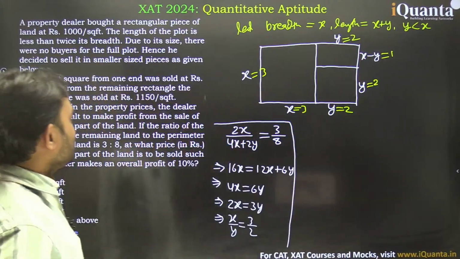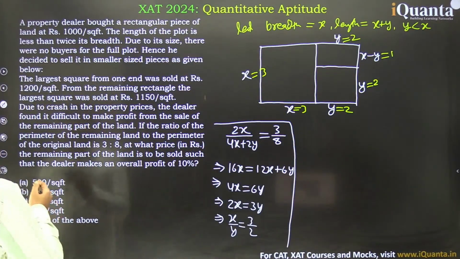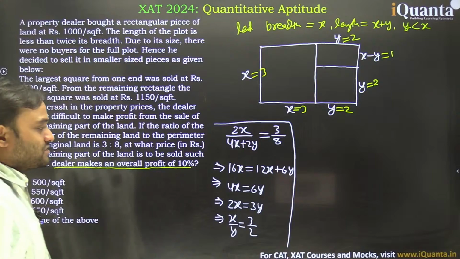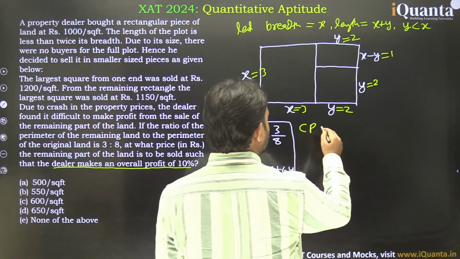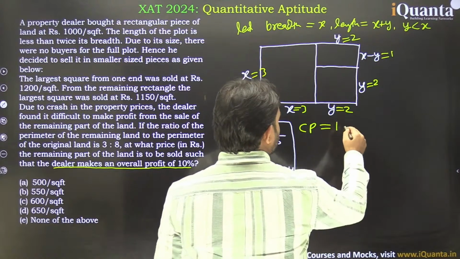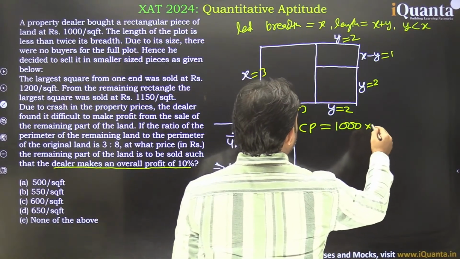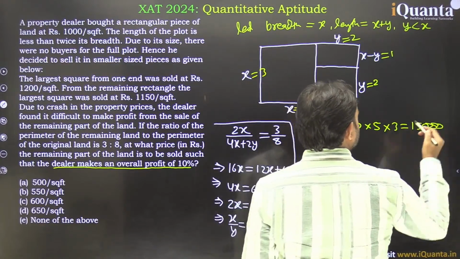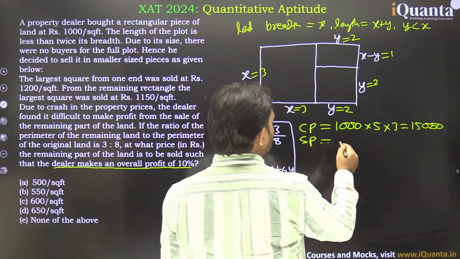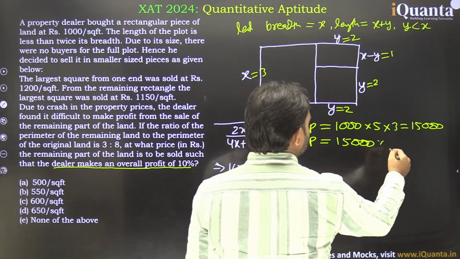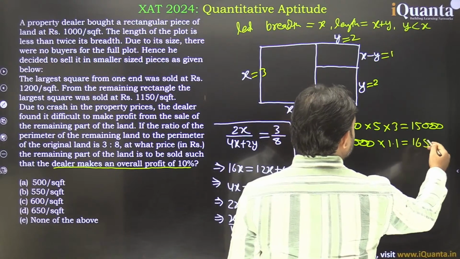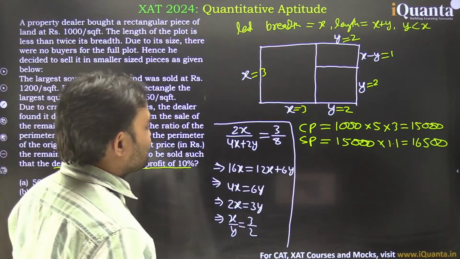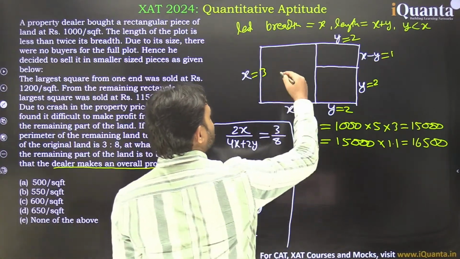Okay. Now it says, at what price should the remaining part of the land be sold such that the dealer makes an overall profit of 10%. What will be his cost price? His cost price will be equal to 1000 into length into breadth, which is 5 into 3, which is equal to 15,000. So the selling price should be 10% profit, which is 15,000 into 1.1, so 16,500. This will be the selling price, right? 16,500 the selling price.